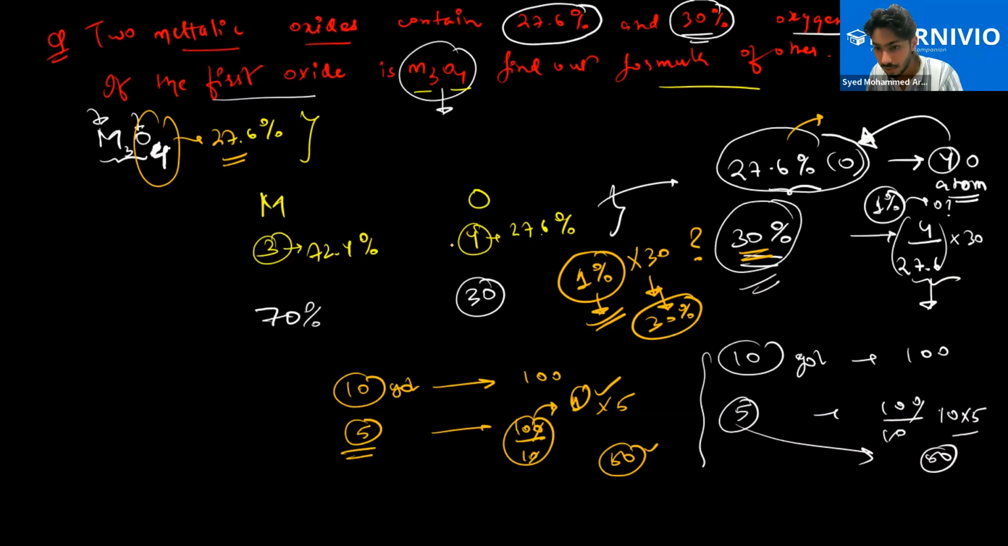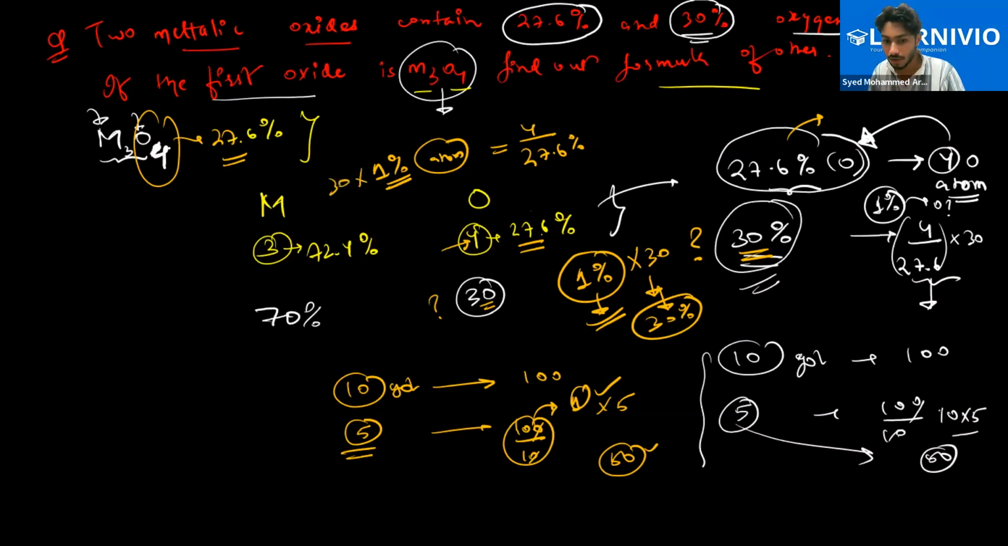If you see that in 4 atoms, 27.6% of oxygen is there. But if I ask you, in 30%, how many oxygen atoms are there? This is the question. So how are you going to answer me? You just do 4 divided by 27.6. You will get the number of oxygen atoms in 1%. But I'm asking you 30%.